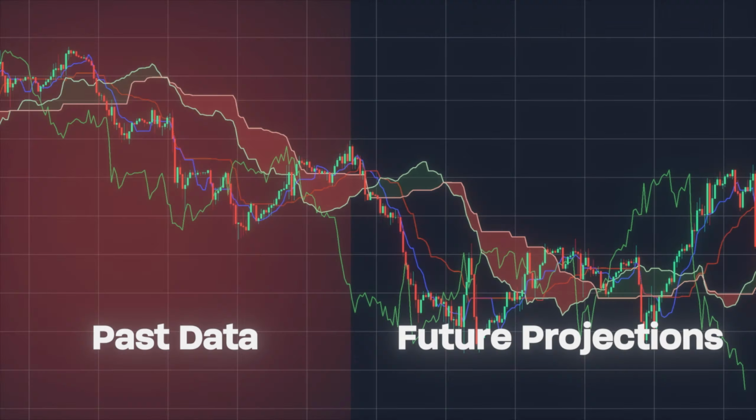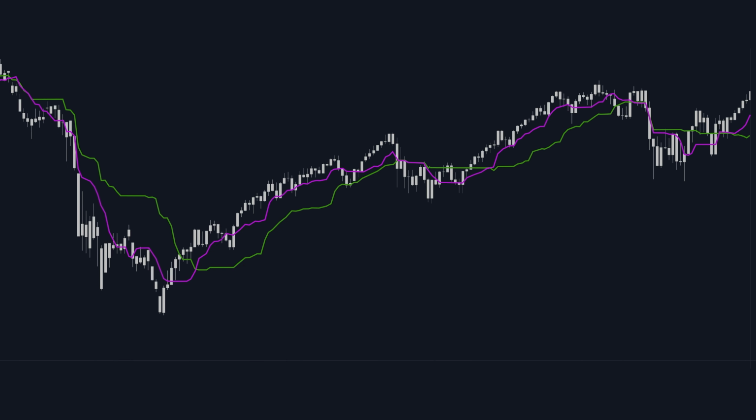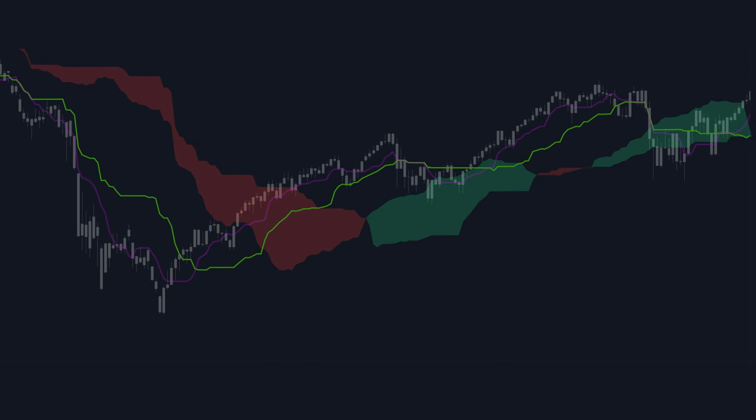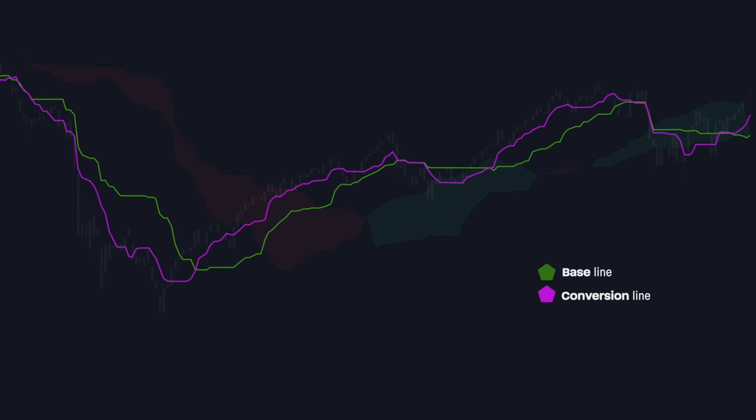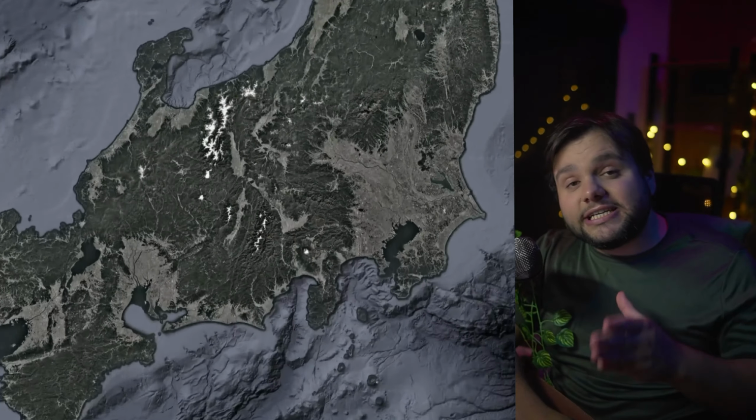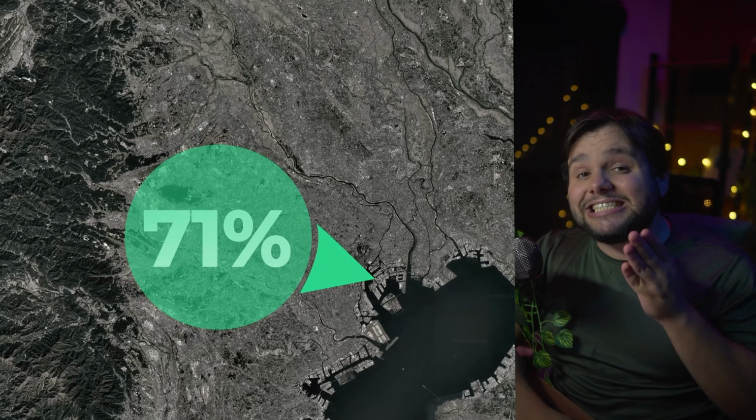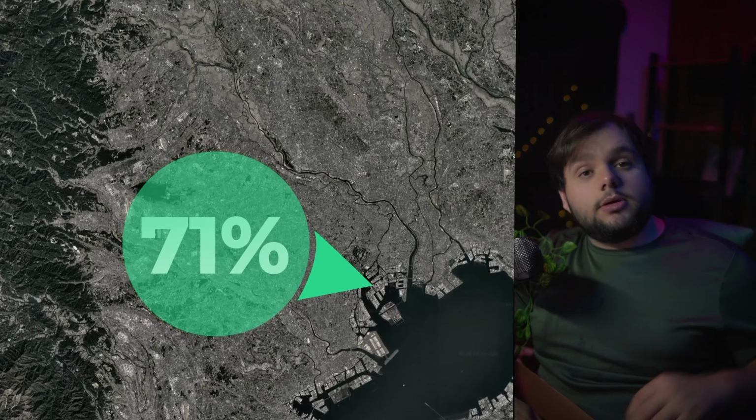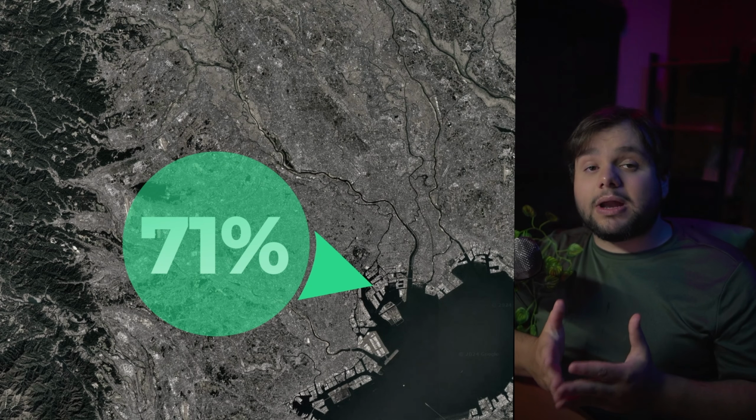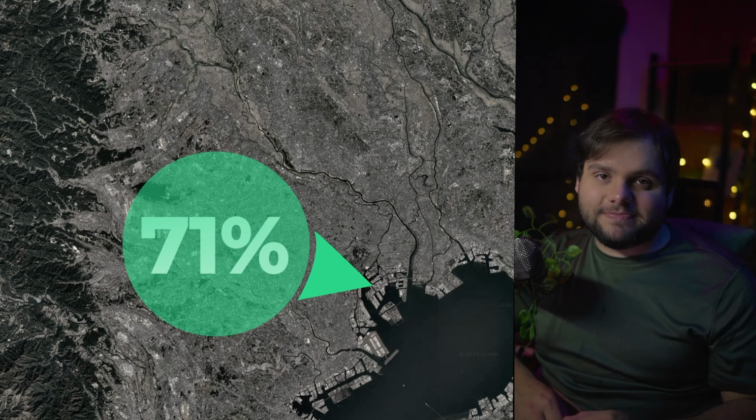It's all based on a Japanese concept of balance and time, where each element and moving average of the Ichimoku indicator works together, whether it's the baseline, the conversion line, or the powerful clouds. Using this technique, a Japanese trader in Tokyo achieved a 71% win rate. So in this video, we're going to explore exactly how Ichimoku clouds work, and mainly the most profitable strategies.